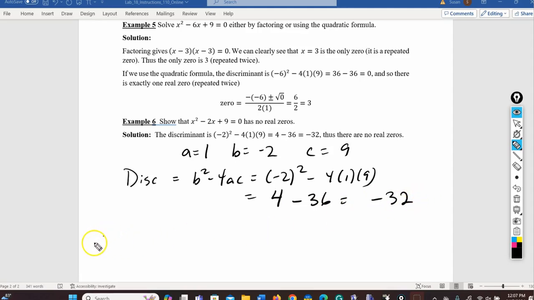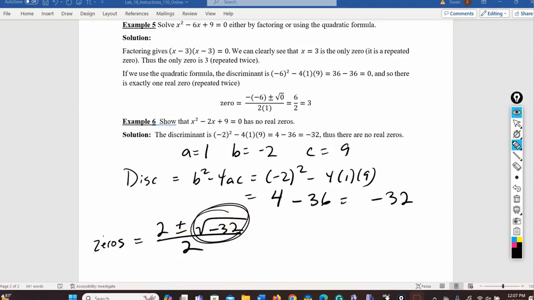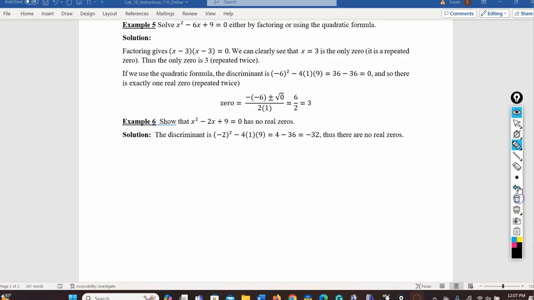And indeed, if I try and find the zeros using the quadratic formula, I'm going to get minus b, so minus negative 2, plus or minus the square root of negative 32 all over 2 times a. And this is not a real number. Okay, we're going to learn about non-trivial complex numbers in the next lab. All right, so that ends this lab session, and now you should have enough to do your WeBWorK problems.